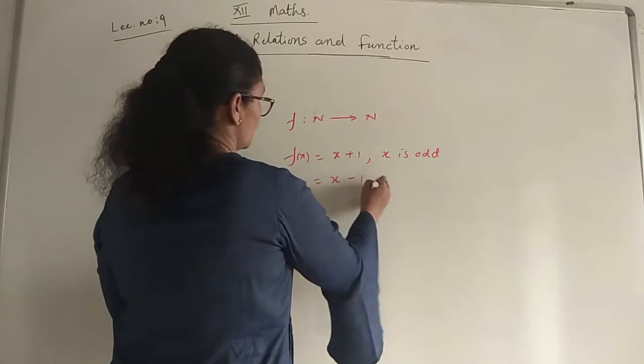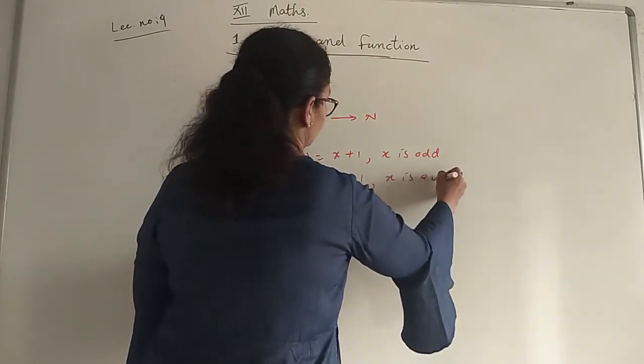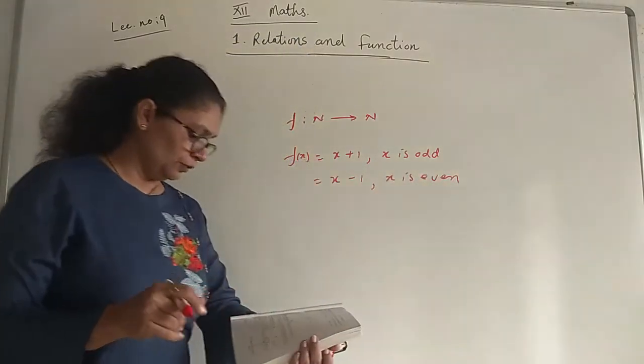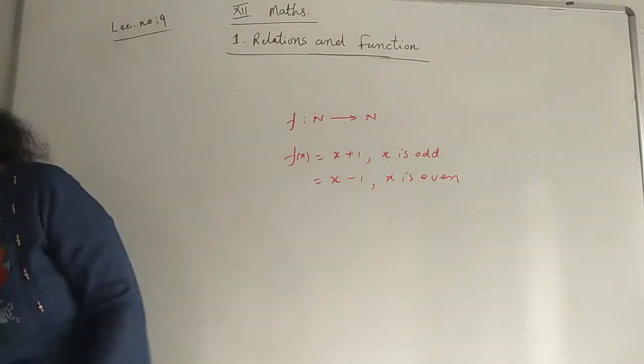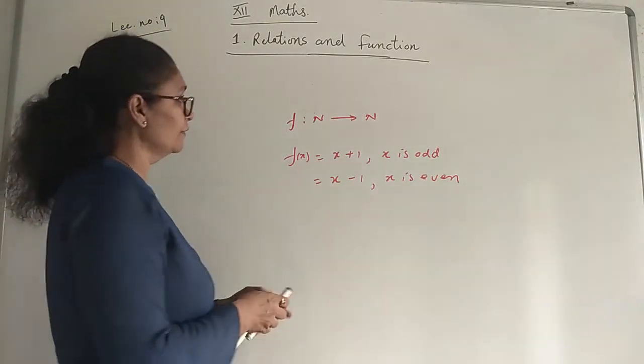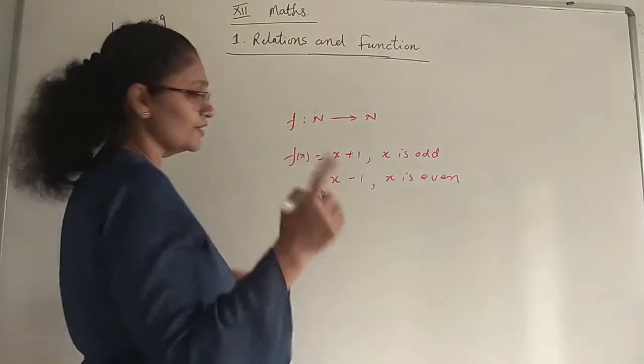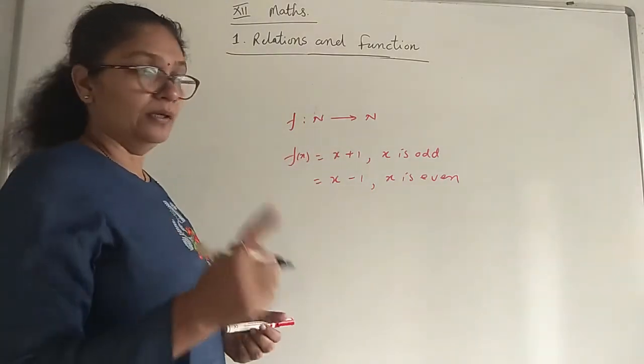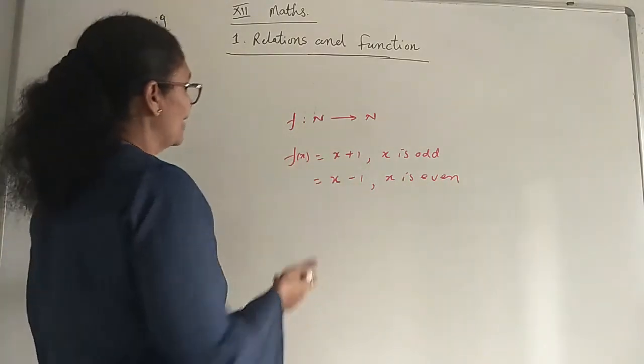And x minus 1 for x is even. Okay, what you have to prove? This is one-one and onto both. Okay, let's start with first one-one. We first will consider with example and numbers, and then we prove by definition.